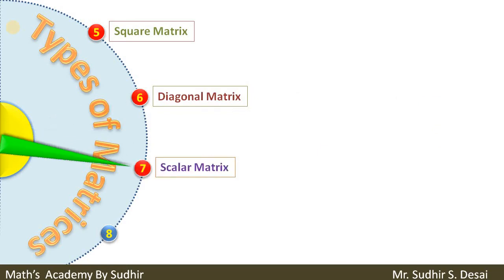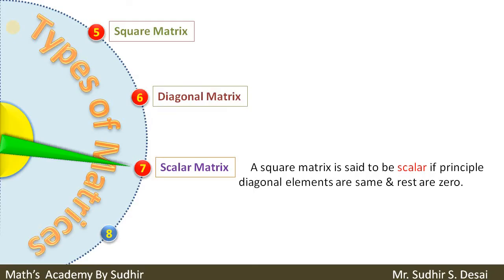Next type, scalar matrix. A square matrix is said to be scalar if principal diagonal elements are the same and the rest are 0. So let's take an example. Scalar matrices are denoted by the letter K. Now this matrix is of order 2 by 2. Again, number of rows is equal to number of columns, so it is a square matrix. And moreover, principal diagonal elements are the same, which is 2, and the rest are 0. So this is the scalar matrix.